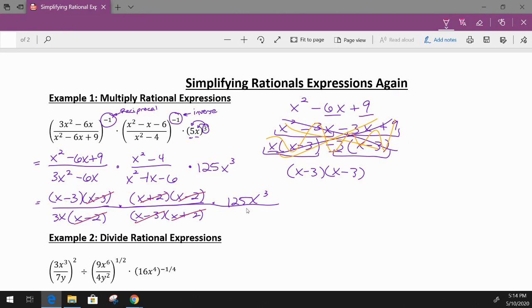And then last but not least, you can reduce x to the third, remember, is x times x times x. So I'm going to reduce this by a factor of x and reduce this factor of x down here. So what do I have left? I have x minus 3. I have a 125x squared, and I have a 3 in the denominator. And that's all. So now, putting all that together, put the monomial in front: 125x squared times x minus 3, all over 3. And that's all.